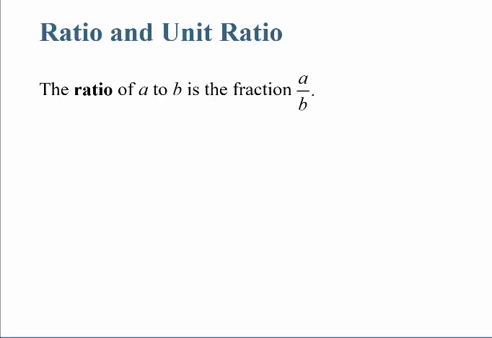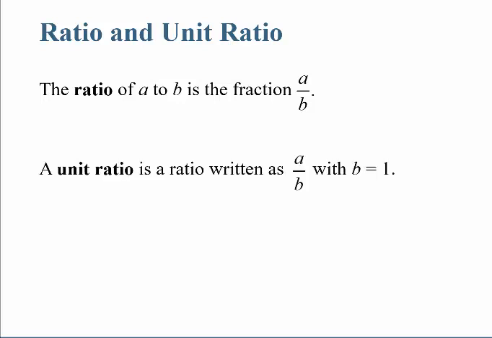Okay, so the ratio of a to b is a fraction, a to b. So whenever someone says something like 5 to 4 or 3 to 4, it's just a fraction, like 3 to 4 would be 3/4. And a unit ratio is a ratio written as a to b with b equal to 1. So what it's saying is how much a is changing when b changes by 1, basically.